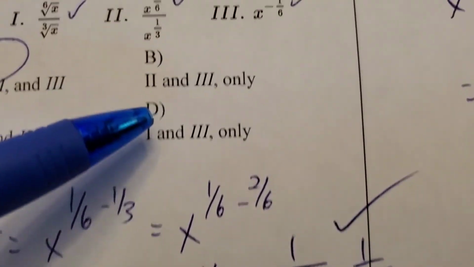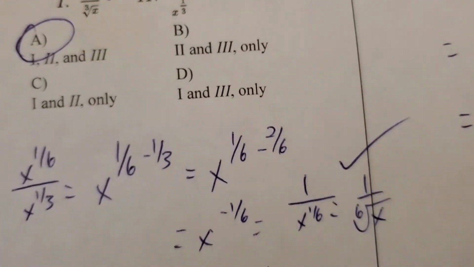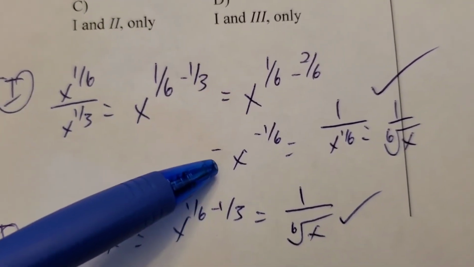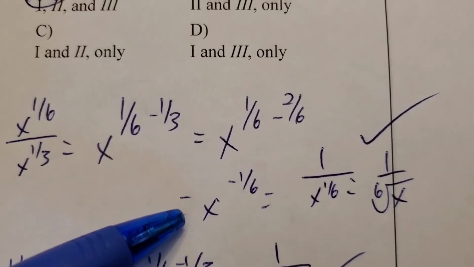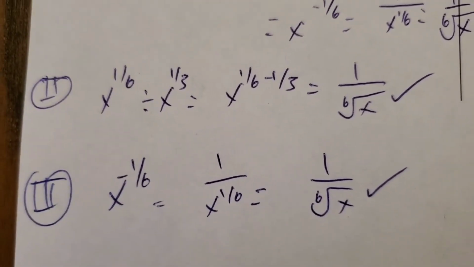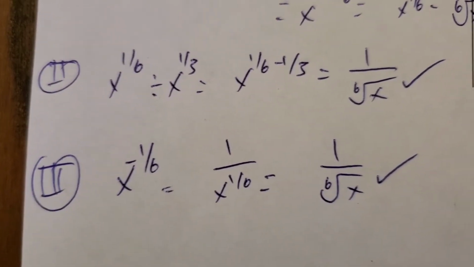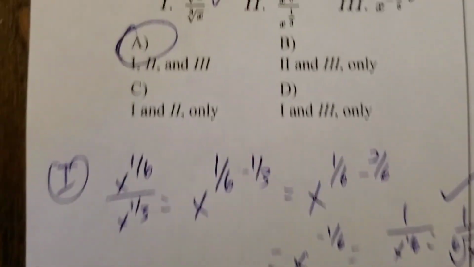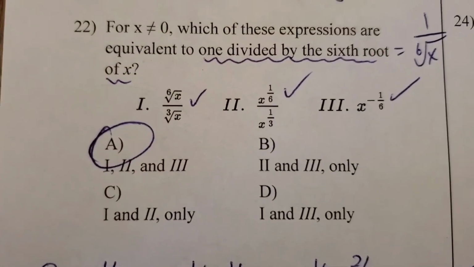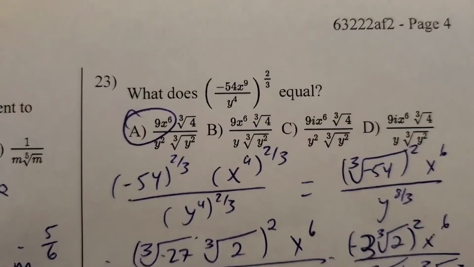And then the third scenario is x to the negative 1 over 6. And wait a minute, we just did that here too. X to the negative 1 over 6. So we know that that is 1 over x to the 1/6, which is 1 over the 6th root of x. So all 3 of them work, which is why our answer is A.